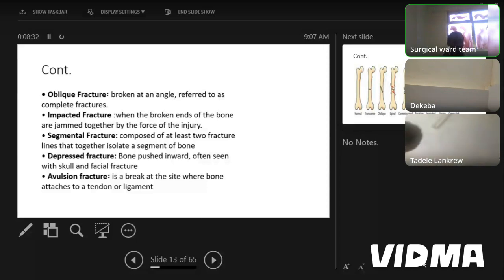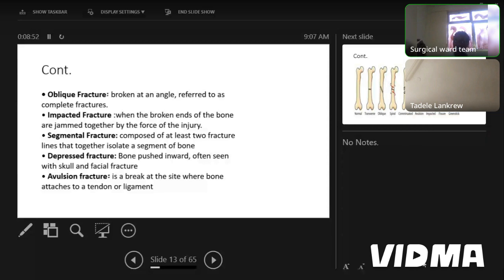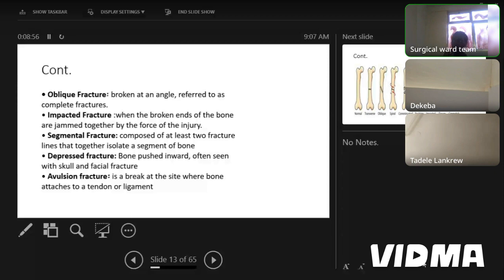The other is avulsion fracture. It is a break at the site where the bones attach to the tendons or ligaments. An avulsion fracture is a fracture where the site of the fracture is around the tendon or ligament. As we know, a ligament connects two bones, and a tendon is the place where the bone and the muscle are joined. So when the fracture is around the tendon or ligament, we call it an avulsion fracture.